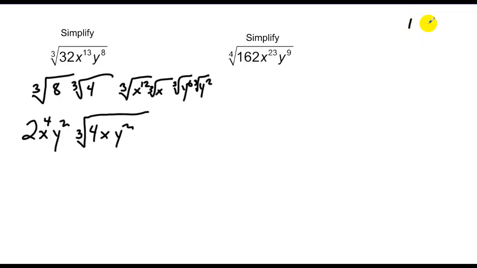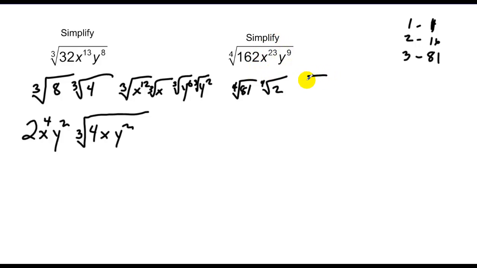Same thing for 162, except now we're going to perfect fourths. So the perfect fourth of 1 is 1. The perfect fourth of 2 is 16. The perfect fourth of 3 is 81, and that's going to be my guy. So I'm going to say, if I take the 4th root of 81 times the 4th root of 2, I get 162.